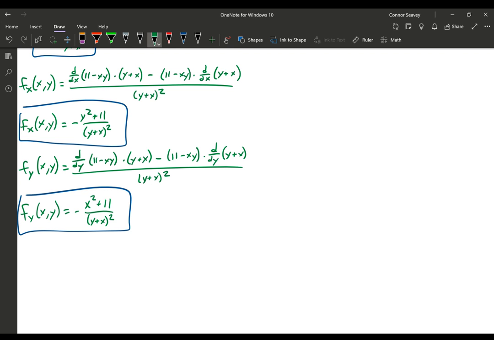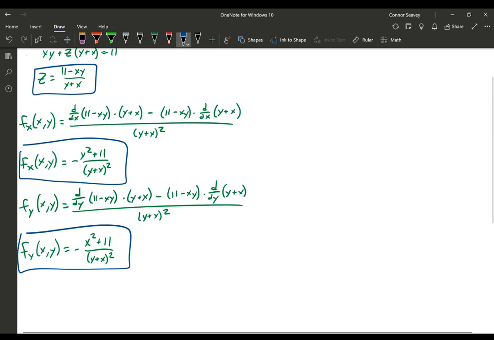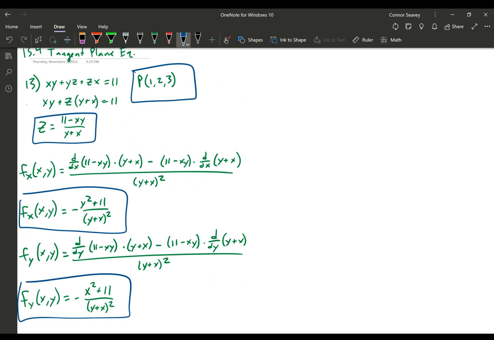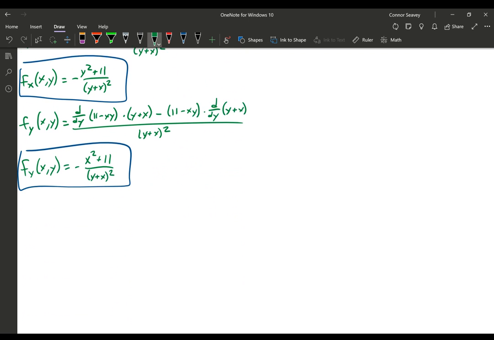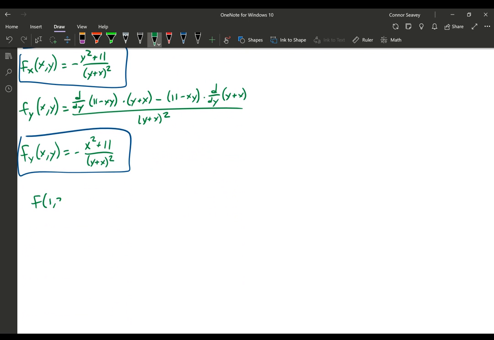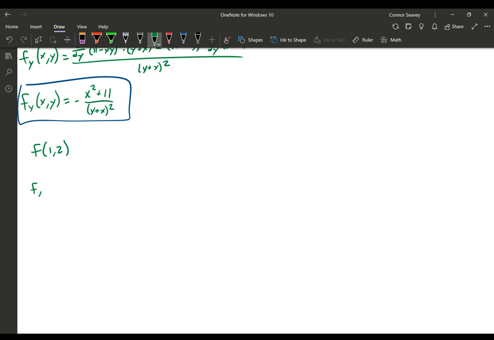And so now we're just going to do some quick calculations of things we'll need in the future step. So we're going to take our point here, which is x1, y1, z1, which is (1, 2, 3), and we're just going to evaluate. We're going to need f of (1, 2), f sub x of (1, 2), and f sub y of (1, 2). So f of (1, 2) is going to be (11 minus 2 times 1) over (2 plus 1). This is going to be 9 over 3, or 3.